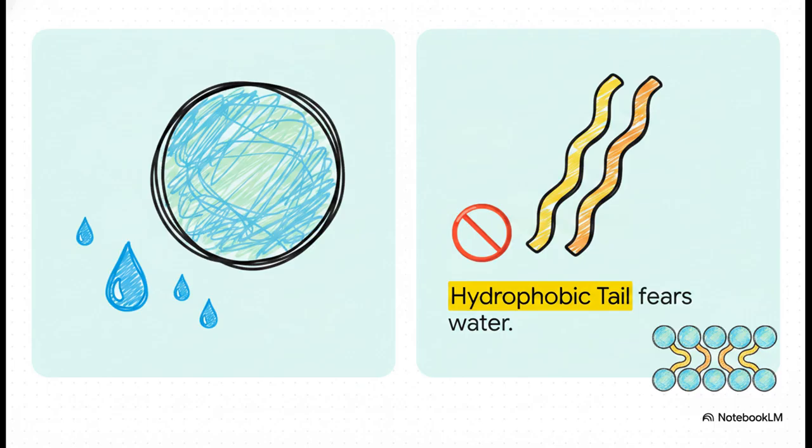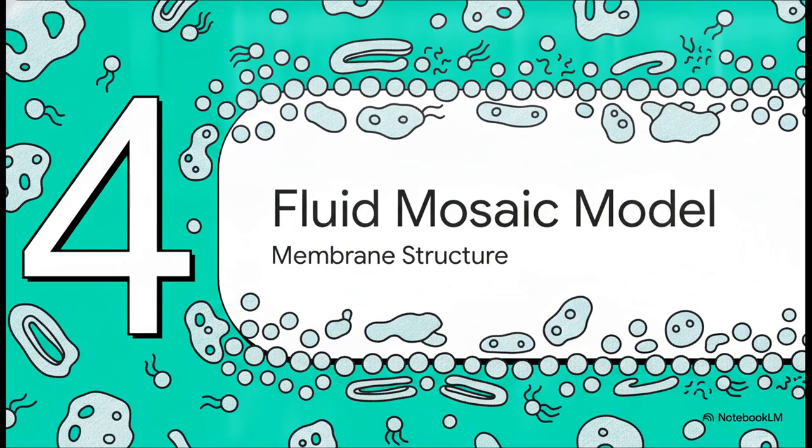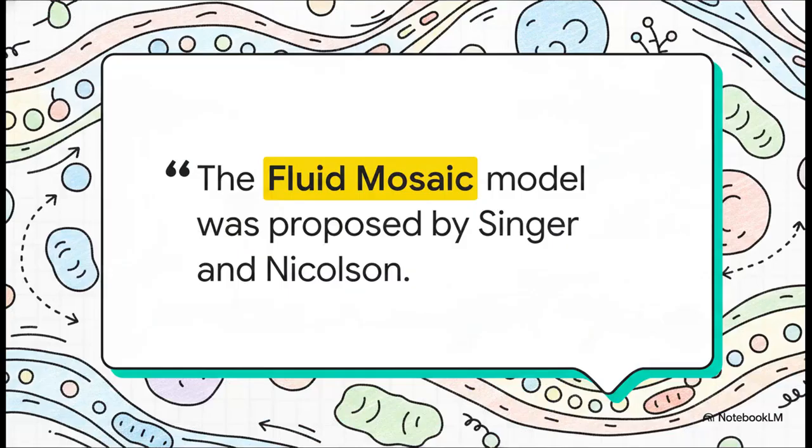It's brilliant. This natural arrangement automatically creates a tightly packed, tightly sealed bilayer. Let's move to part 4, the fluid mosaic model. Now that we've got all our building blocks laid out, our phospholipids, our cholesterol, our integral and peripheral proteins, how in the world do they all fit together in a living animal cell? To explain this, scientists Singer and Nicholson proposed what is now considered the absolute gold standard biological model for the plasma membrane. They called it the fluid mosaic model.